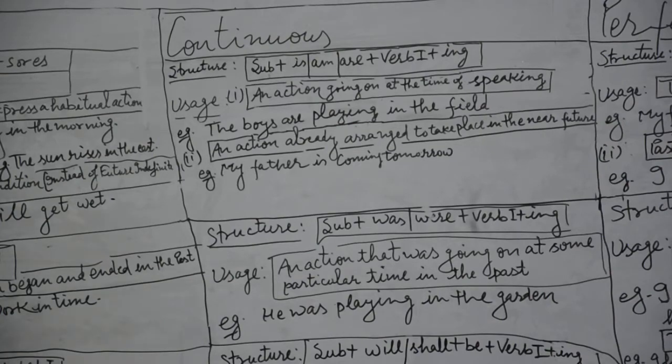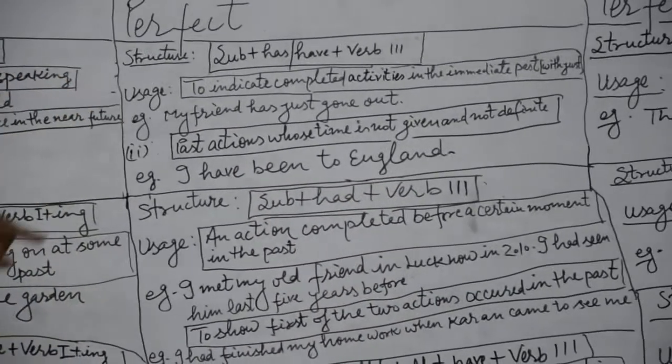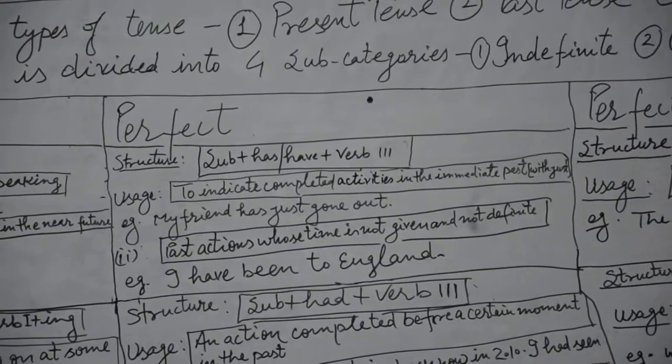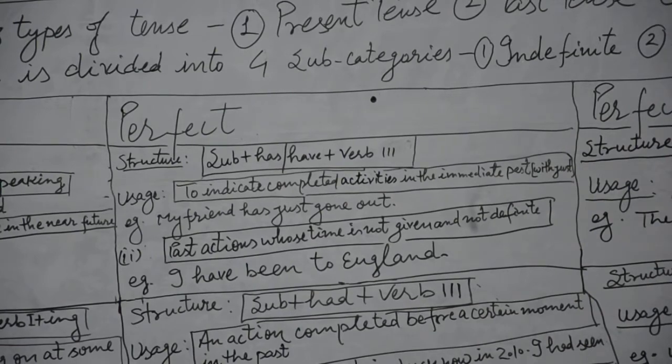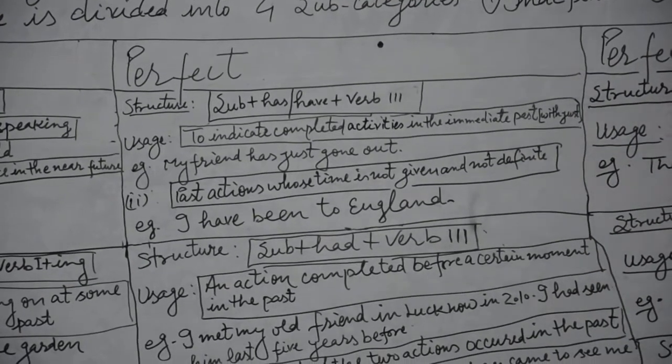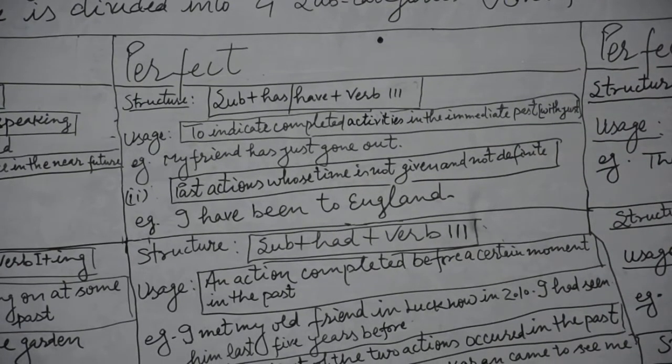Next comes your perfect tense. What is the structure of perfect tense? With the subject we use has, have, and the third form of a verb. The basic structure of present perfect tense is that we use has, have, and the third form of the verb with the subject.